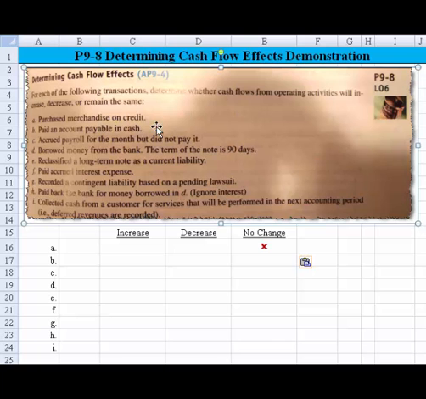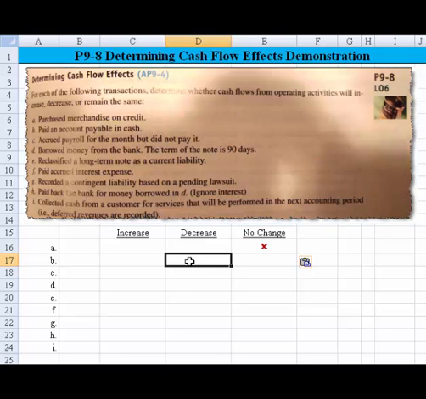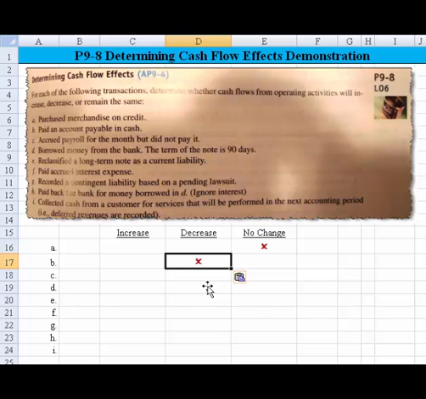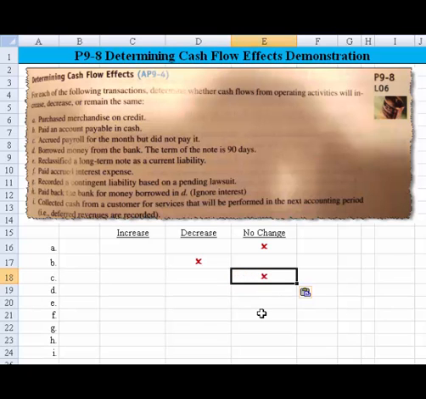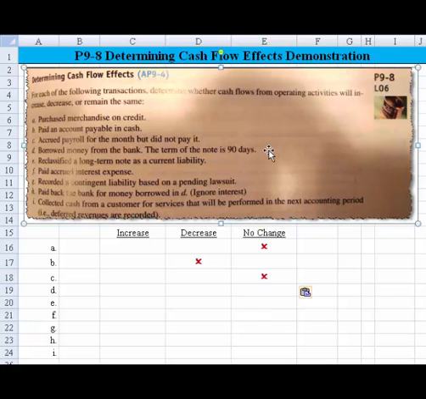We paid an accounts payable in cash. Well, if we paid an accounts payable in cash, that means we used cash. Transaction C, accrued payroll for the month, but we didn't pay it. Well, that means we recorded an expense, and the offset was probably to a payroll obligations or accrued payroll account. So again, in transaction C, it remains the same. There's no change. Okay, now let's take a look at transaction D.